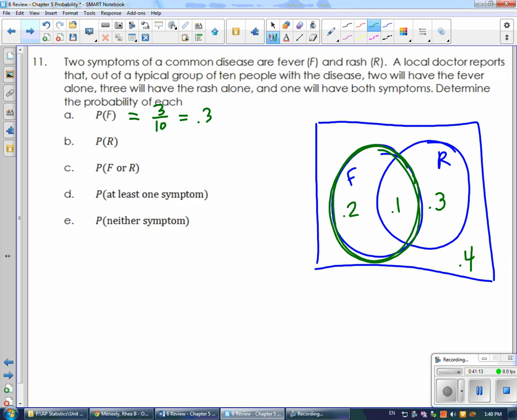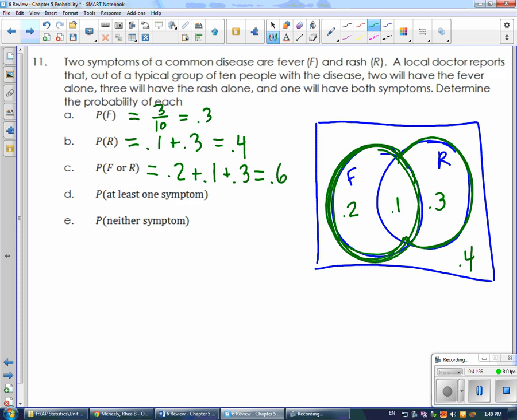The probability of having a rash, I know, is going to be the 0.1 plus 0.3 because it's going to include the people that have both the rash and the fever as well. If I'm looking at fever or rash, that's a union, so I'm looking at everything in this area. So I'm going to be adding 0.2 plus 0.1 plus 0.3, which is 60%.